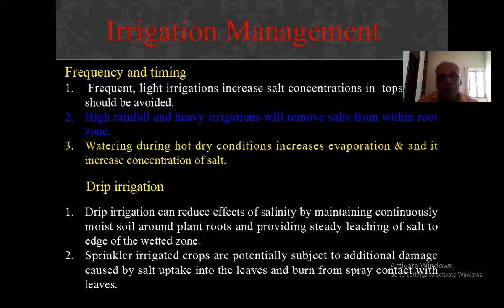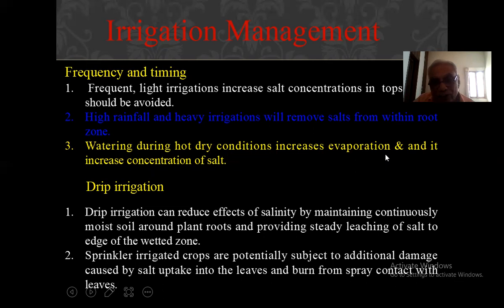So irrigation management: frequency and timing. Frequent light irrigation increases soil concentration in topsoil and should be avoided. So don't give light irrigation frequently. Otherwise, the salt concentration comes to the topsoil or surface soil. Then high rainfall and heavy irrigation will remove salt from within the root zone. You know that I told that in Rajasthan there is low rainfall, so salt has accumulated. But in other parts like Himachal Pradesh and Uttar Pradesh, the rainfall is high. So what happened there, the basic material has been washed out and their soil became acidic. So in high rainfall areas, there will be a problem of acidic soil, whereas in low rainfall areas, there will be a problem of saline and alkaline soil.